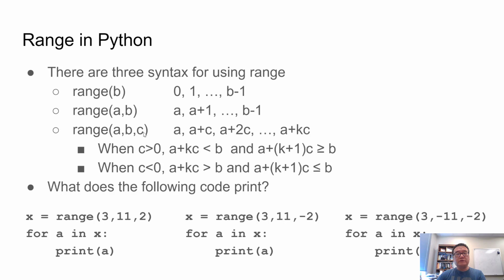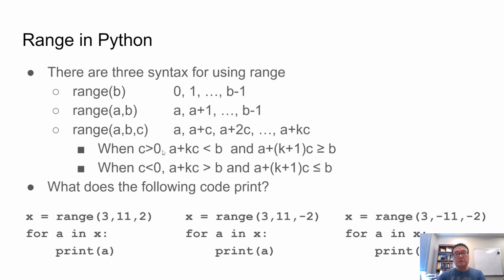The last value, c, represents the step. a represents the beginning value, b represents the ending, except that we don't want to reach the end, so we want to stop before we actually reach it. And c represents the step. c can actually be both greater than 0 and less than 0. c cannot be equal to 0.